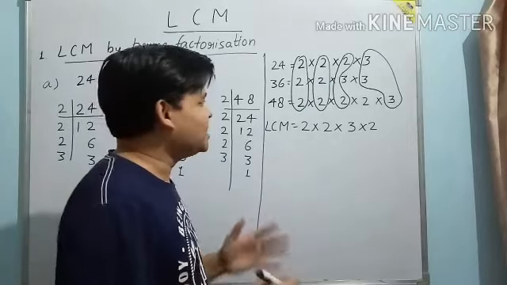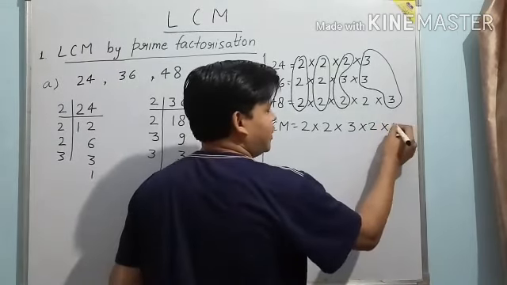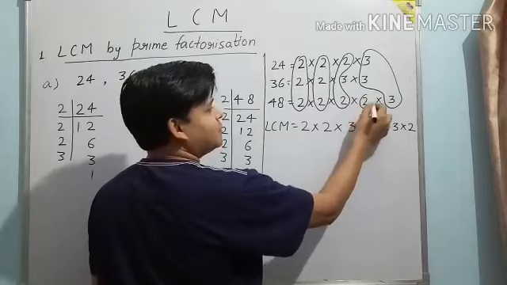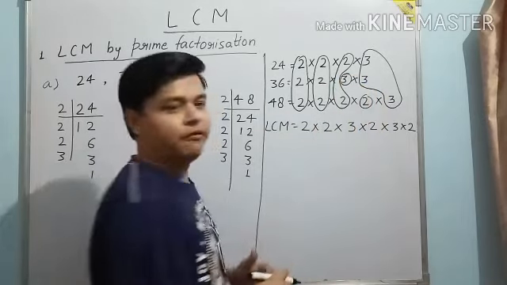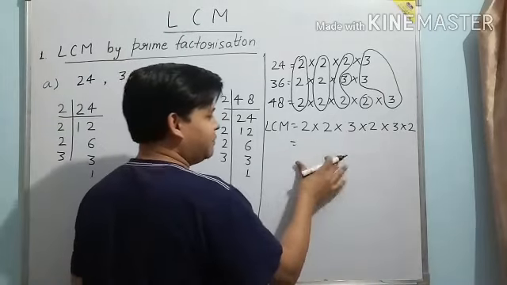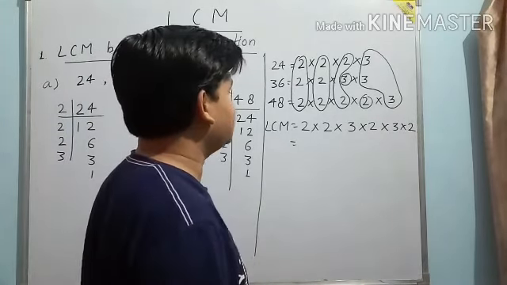Okay, so as we don't have anything common now, so we will write them as it is. Okay, 3 and 2, 2. So I have written these 2 also. So let's put a circle here so that we can verify that nothing is left now. So at last we will just multiply all these numbers, okay, to get the LCM of these numbers.